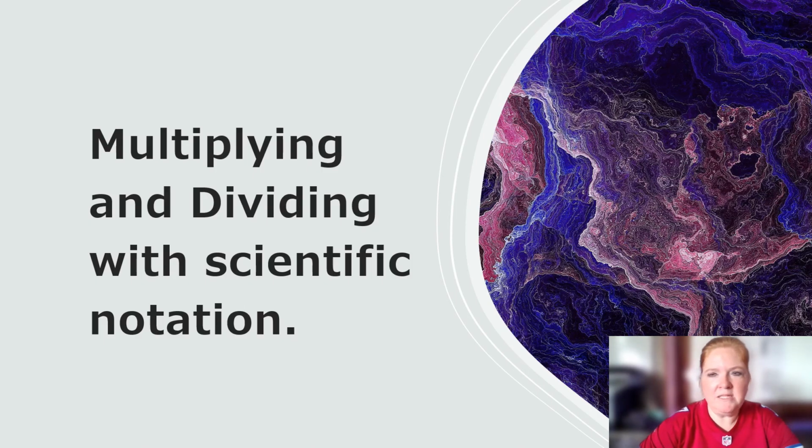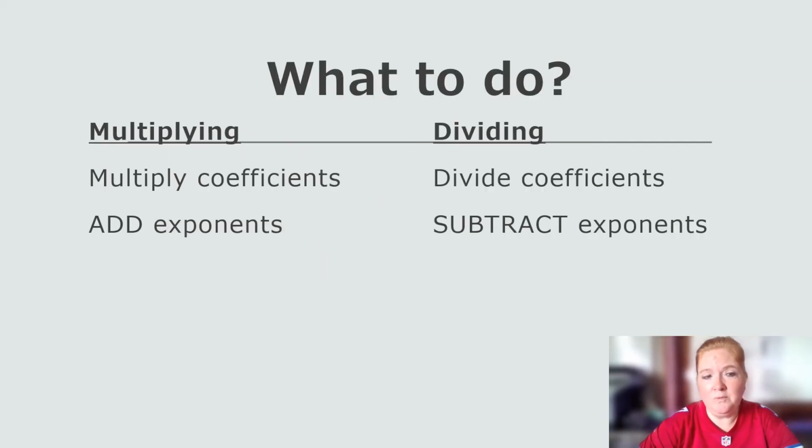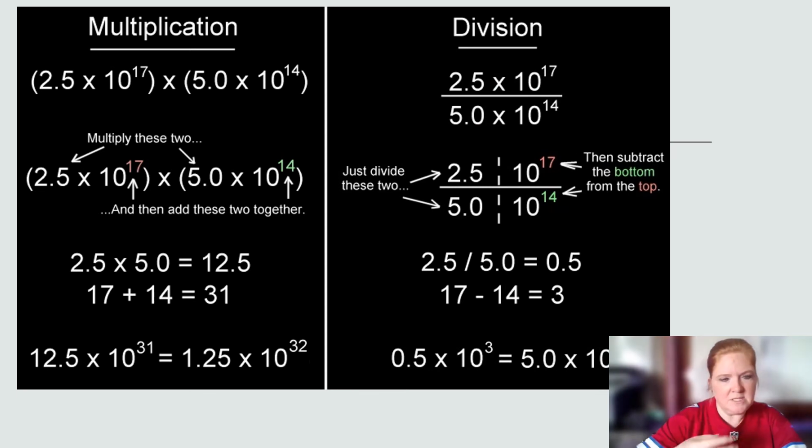When we multiply and divide with scientific notation, you just either multiply or divide. If you're multiplying, you add the exponents. If you're dividing, you subtract the exponents. So here's an example just to show you exactly what that means. Okay, you just multiply and divide, and then you take care of the exponents.